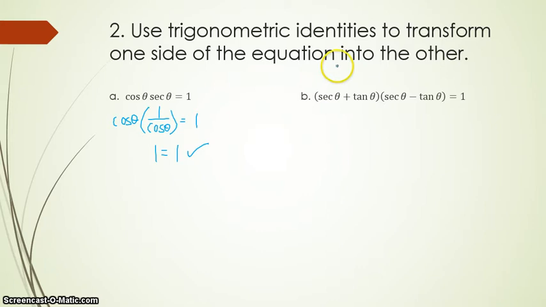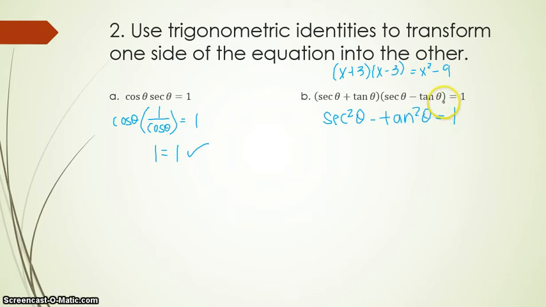When I multiply those out, I can just think of if you were doing like x plus 3 times x minus 3, that's going to turn into your difference of two squares, x squared minus 9. So the same thing here, or I could FOIL it out, which is fine. I'm just showing you a possible shortcut. So I'm going to end up with secant squared theta minus tangent squared theta equals 1.